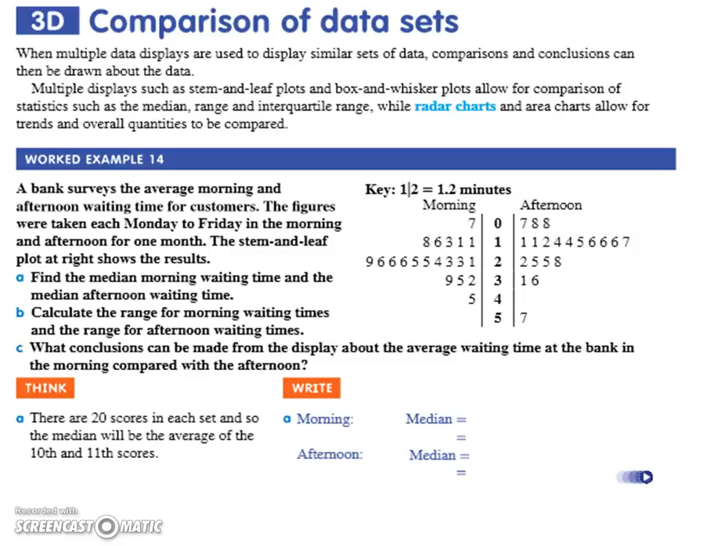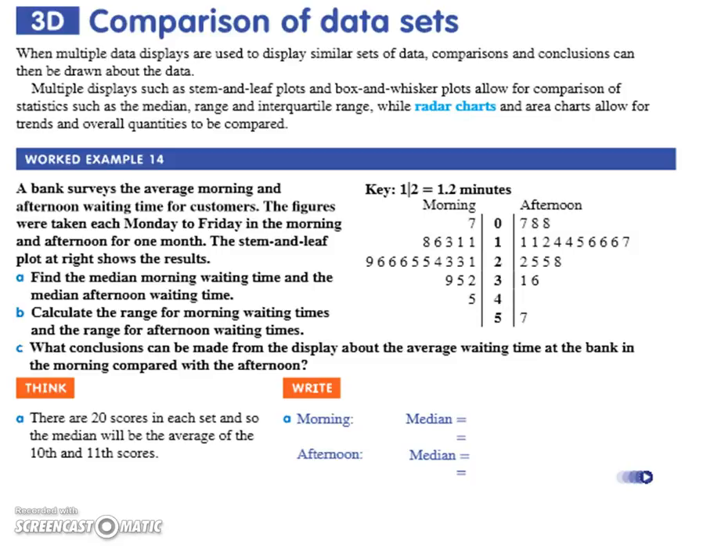All right, so here, worked example 14. A bank surveys the average morning and afternoon waiting times for customers. So these are in minutes, but they're decimals. The figures were taken each Monday to Friday in the morning and afternoon for 1 month. The stem and leaf plot at the right shows the results. Okay, so it's the average morning and afternoon time on each day during the month.